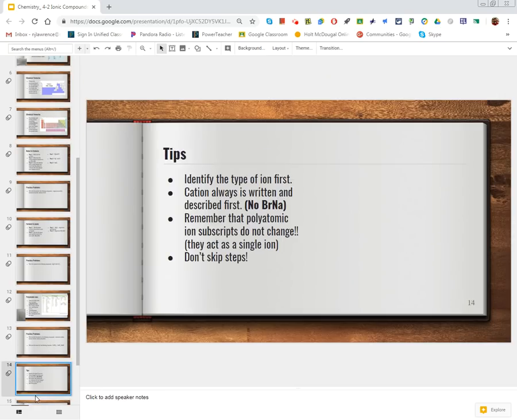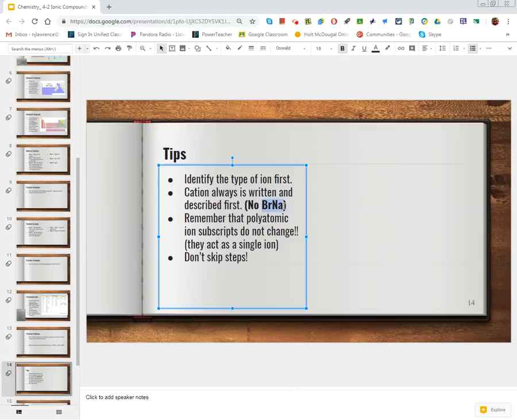All right. So a few tips here. Remember, when we're naming and when we're writing these formulas out, make sure you're able to identify your ions. Identify whether it's a cation, identify whether it's an anion. Again, that goes back to the periodic table, but just identify what the ion is first, its charge and its name. When you go to write these chemicals out, again, we're always going to put the cation first. So this right here correctly would be written as sodium bromide, NaBr. You don't ever put the anion first. So again, cations are always written first or described first.